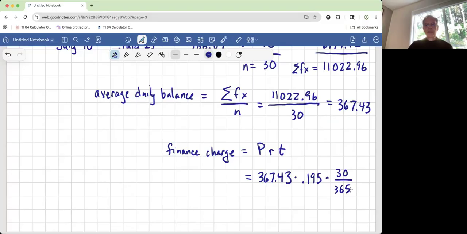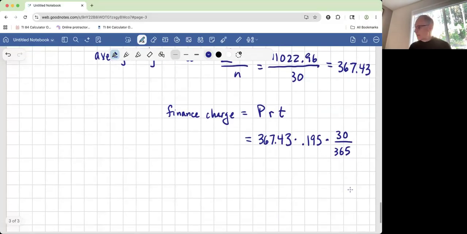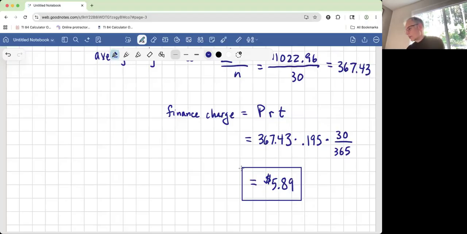So then my finance charge, everybody, ends up being $5.89, to which you're like, that's no big deal. I'm only paying $5.89 in interest. Hey, everybody, that's only for a $367 balance, right? A $3,600 balance now is going to be like $58 a month. So there we have it.